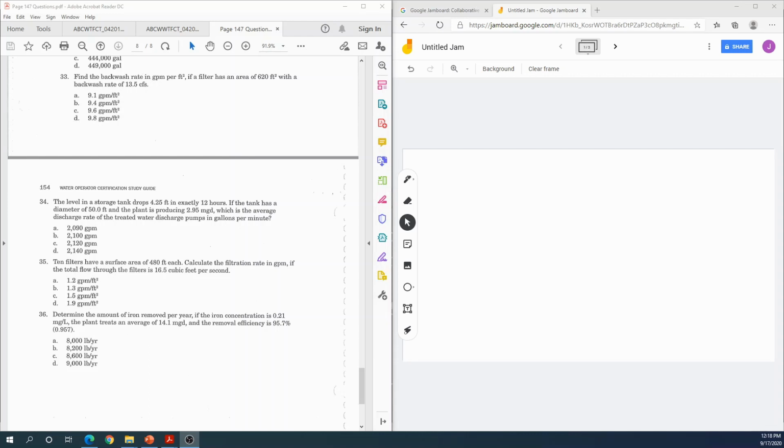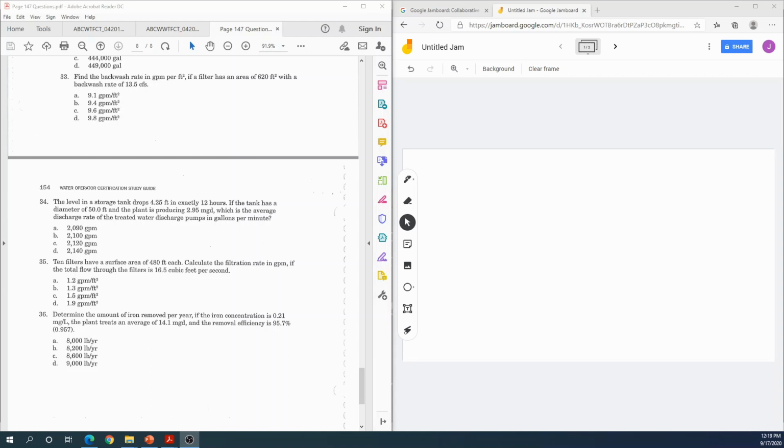So we're going to jump on down to problem number 34. The level in a storage tank drops 4.25 feet in exactly 12 hours. If the tank has a diameter of 50 feet and the plant is producing 2.95 million gallons per day, what is the average discharge rate of the treated water discharge pumps in gallons per minute?